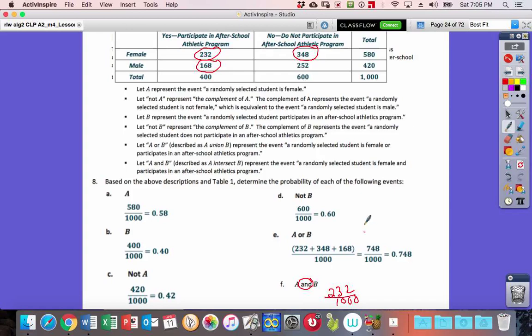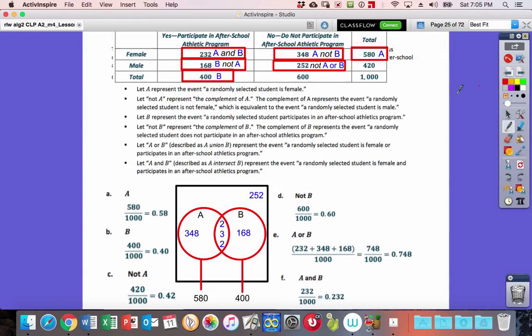Okay, now I want to visually show you how this works. At first, well, maybe it's just me, I got a little confused on this. But you see the two red circles? Those are our events. So A, that's if you're female. And if you're female, there's 348 of you that do not participate, and there's 232 that do participate, out of the 580.